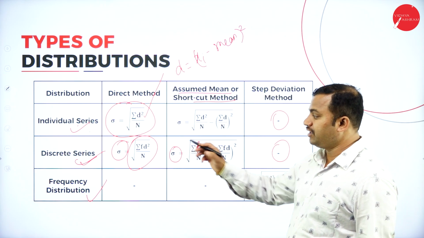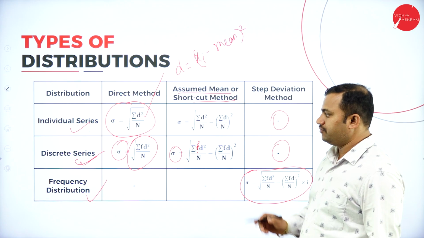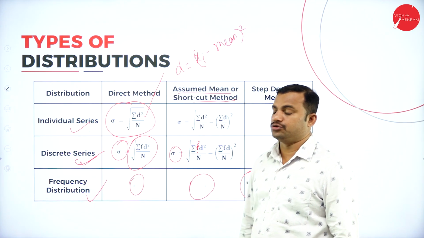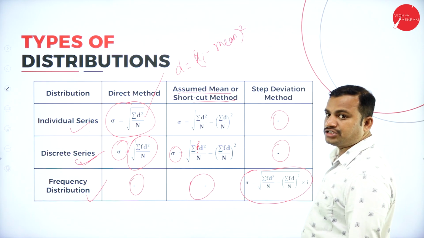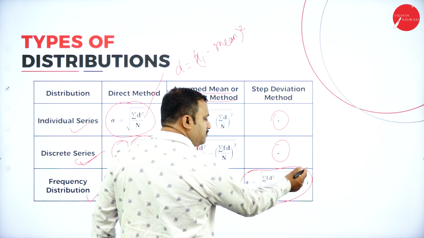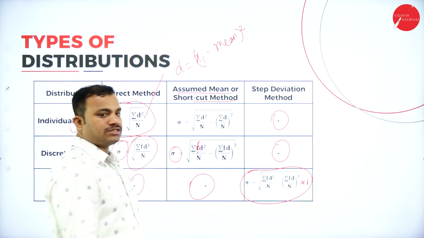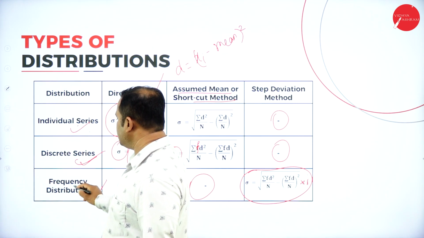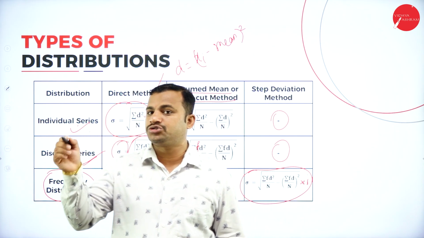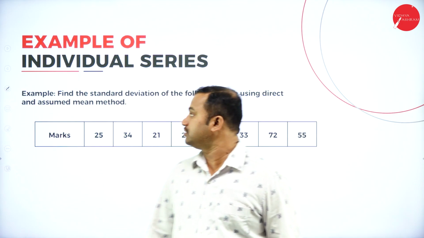But for the other, that is frequency distribution, we will find only one thing, that is step deviation. We do not have the direct standard deviation for this frequency distribution, which includes only the step deviation. In case of step deviation, sigma is equal to the same thing, except that i is incorporated into it. Here i is the class interval, that is the interval from one range to another range, which is considered here.